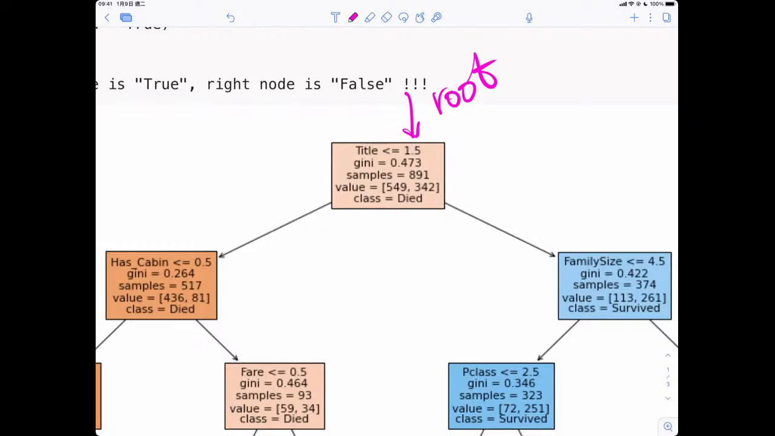And how do you traverse this tree? There is one question on the tree node, which is right here. That is the question. So if you're a passenger, you have a data point of the passenger. And the first question you have to ask is, is this passenger's title less than 1.5, which means less than two titles?